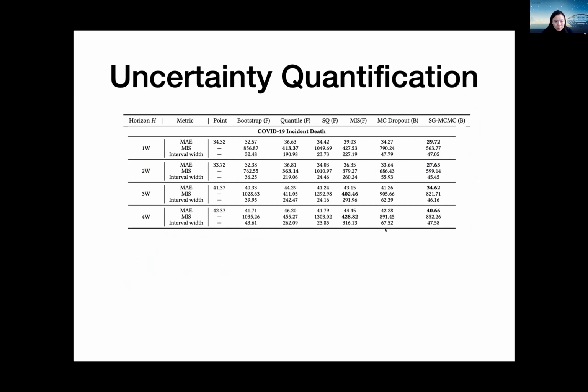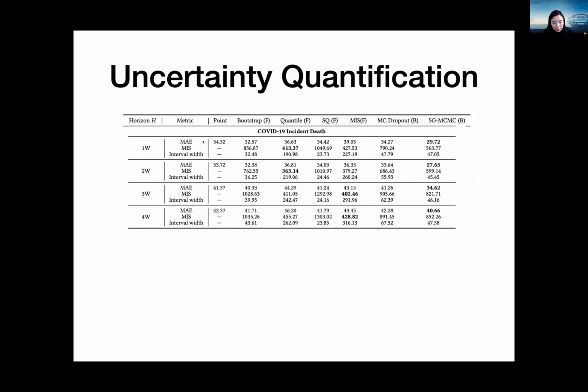Okay, we also did this benchmark study for different methods, right? As I mentioned, we can modify this base model with different techniques such as quantile regression, MIS or mean interval score regression, and Monte Carlo dropout. So this shows the forecasting into 4 weeks ahead forecasting, week 1 to week 4, of different metrics.